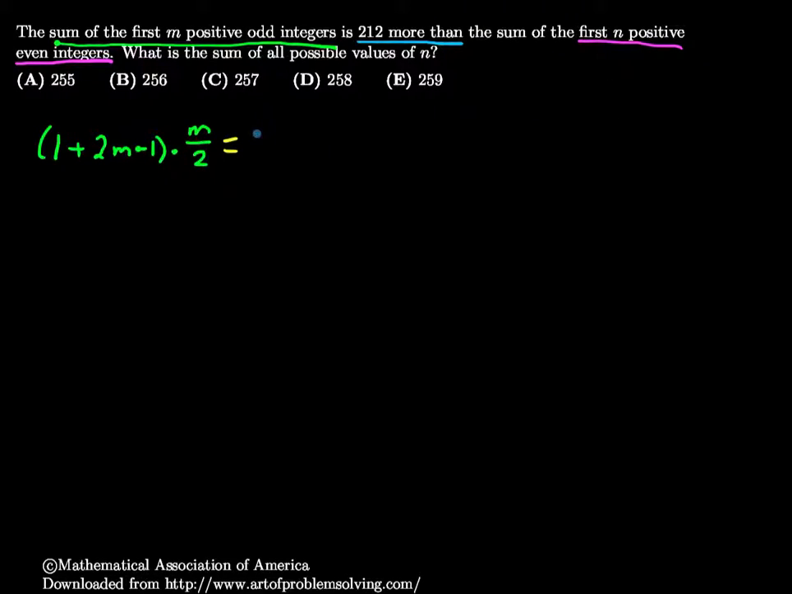212 more than, so 212 plus the sum of the first n positive even integers, which is going to be, the first one is 2, the last one is going to be 2n, and that's multiplied by n over 2. And if we reduce this down, we'll get m squared is equal to 212, and this last one is going to reduce down to plus n squared plus n.